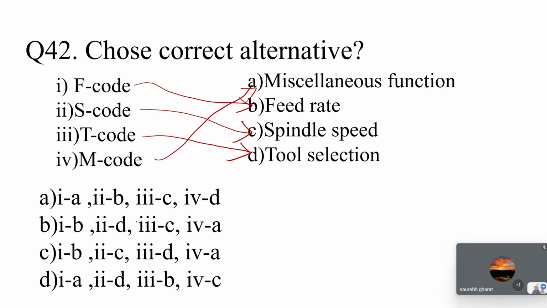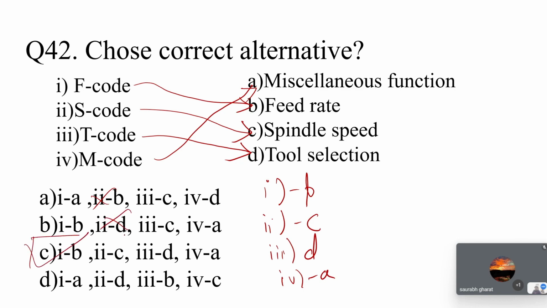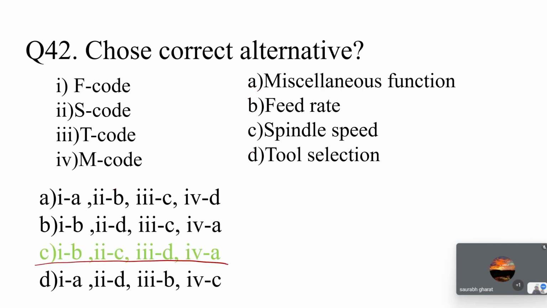So what is the command? Your answer will be like first will be B, second will be C, third will be B, and fourth will be A. So this is not correct. This option is correct, and this is not correct. So this option will be the correct option.